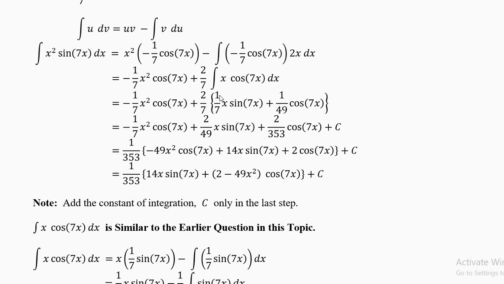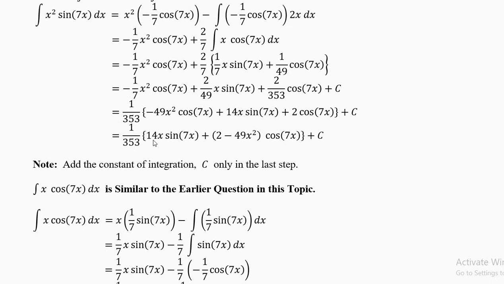Open the bracket. 2 by 7 into 1 by 7 is 2 by 49 x sine 7x. Plus 2 by 7 into 1 by 49 is 2 over 7 cube, which is 343, cosine 7x plus c. Your integration is over. Now take 1 over 343 common. In the flower bracket, you will have minus 49 x square cosine 7x plus 14 x sine 7x plus 2 cosine 7x. Now sine 7x is coming one time and cosine is coming two times. So do one more factorization inside. You'll get 14x sine 7x, take cos 7x common. What do you have? 2 minus 49x square in a round bracket.